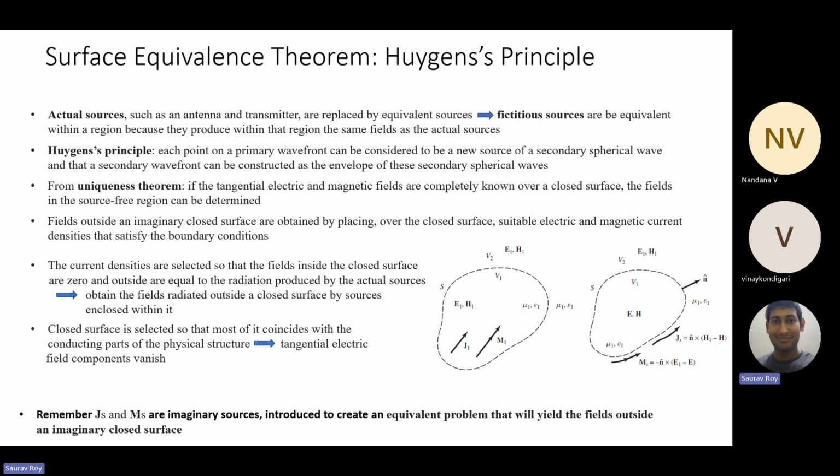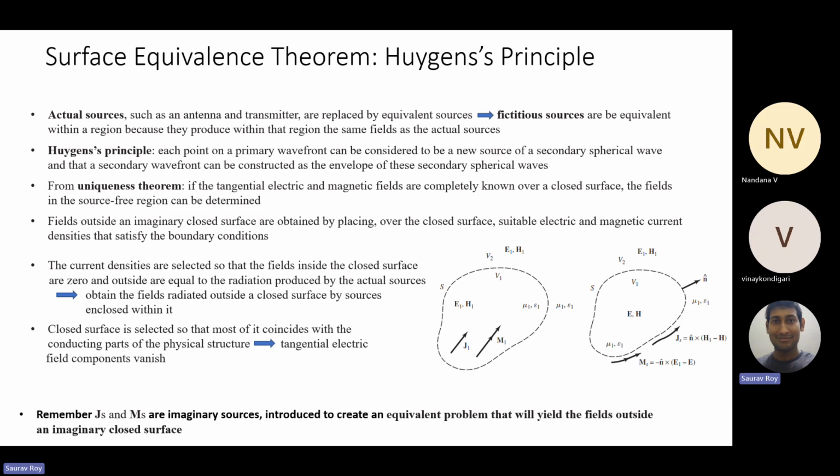Now the uniqueness theorem says that on the surface S, if we know the tangential electric or magnetic field completely, then the fields outside, E1 and H1, will be unique, right? That is what we want. We have to confirm that what we are getting has to be unique, the same in all cases. That is why the uniqueness theorem will be helpful in this case.